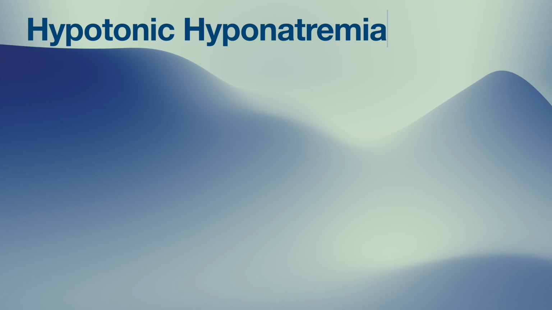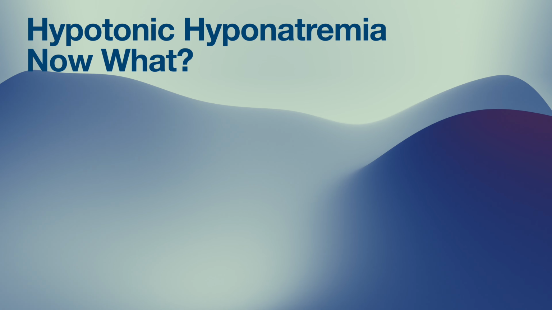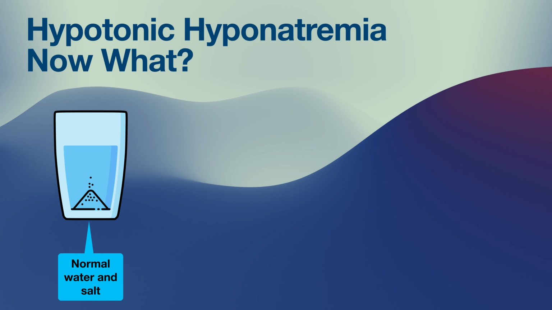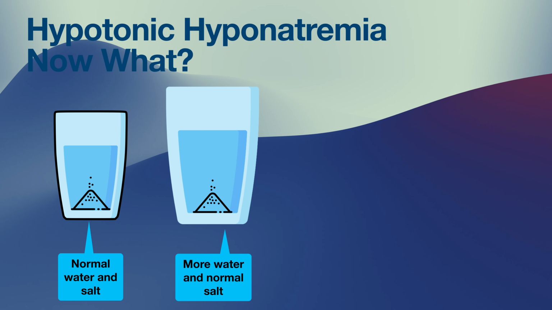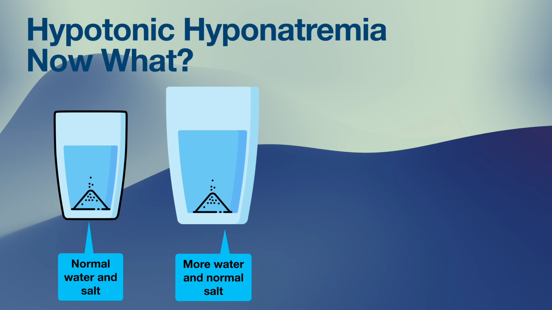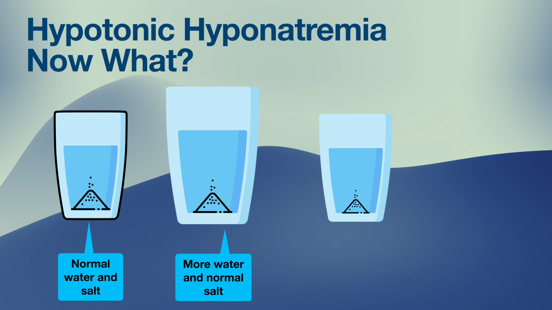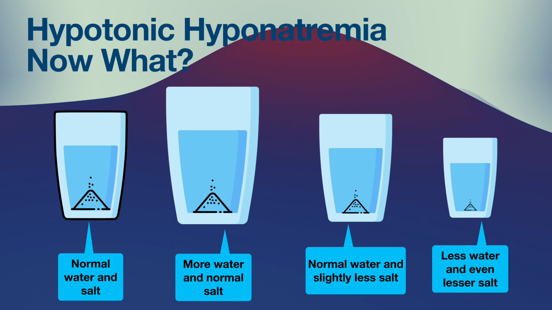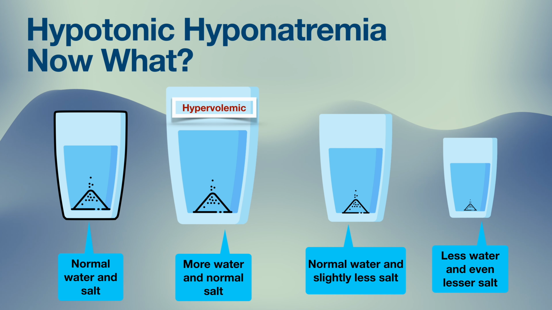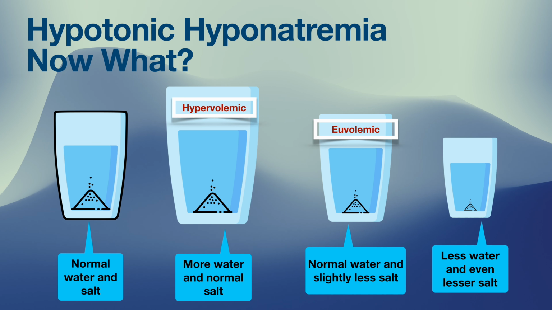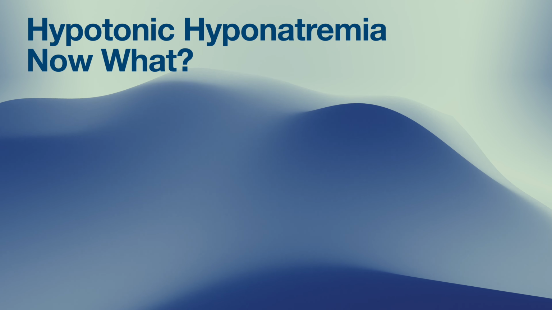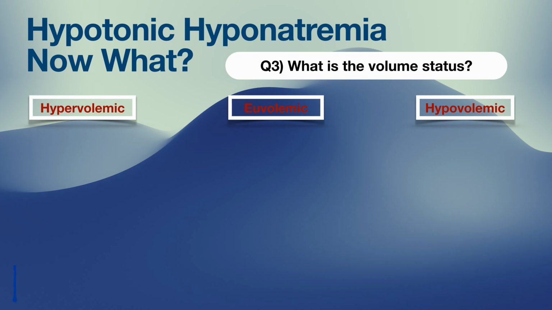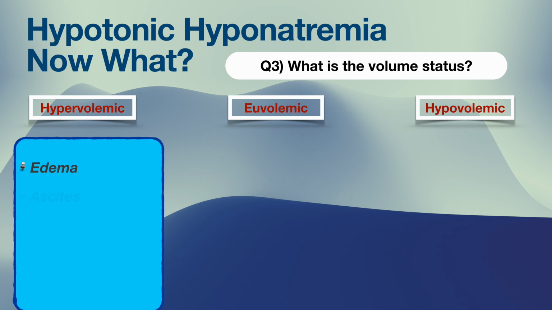Now what? Now this hypotonic hyponatremia can occur in 3 ways. See, if this is normal water and salt amount, you can have either excess water in comparison to salt that can lead to hyponatremia, or normal water but less salt, or less water but even lesser salt. We call this hypervolemic, this euvolemic, and this hypovolemic. Hence our next question once we have the osmolarity is, what's the volume?